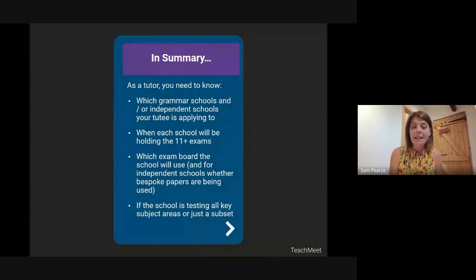And again, is the school going to be testing all of the key subject areas for the 11+, or just a subset? And are they going to be putting an emphasis on one particular area or another? And that information you can generally get when you look at the grammar schools or the independent schools websites, when you look at past papers, and you can look at their emphasis really in that way. So there's some really key things to remember when you're getting started with a new student.